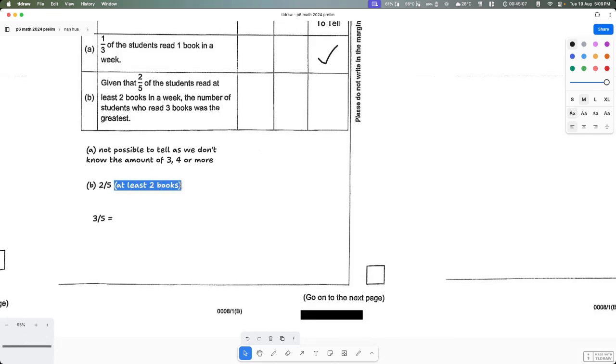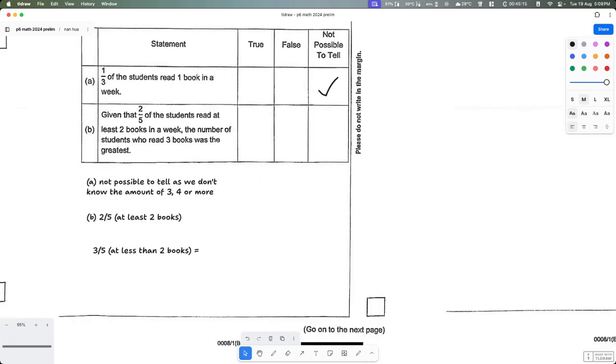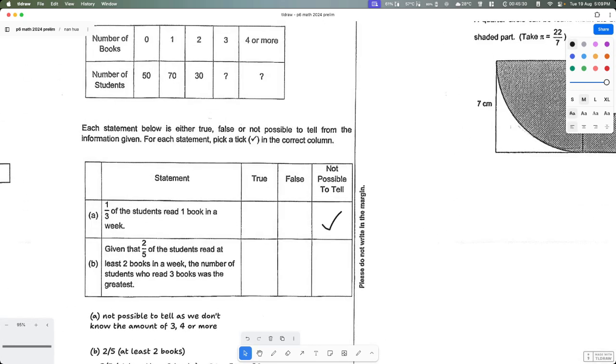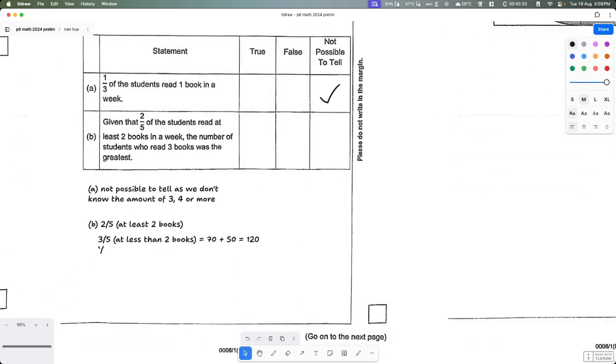So this is less than 2 books, which is basically 70 plus 50, which is 120, right? So with that said, 3/5 is 120, so 1/5 is equal to 120 divided by 3, which is 40. And then 2/5 is equal to 40 times 2, which is 80.